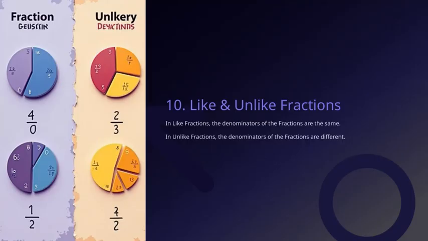Today, let's explore the difference between like and unlike fractions. When we talk about like fractions, the key point is that their denominators are the same. This makes comparing and adding or subtracting them much simpler. On the other hand, unlike fractions have different denominators, which means we need to do a bit more work to work with them effectively. Understanding this distinction is crucial because it helps us choose the right method for simplifying or combining fractions. Recognizing whether fractions are like or unlike allows us to approach problems more efficiently and connects directly to our overall goal of mastering fraction operations with confidence.